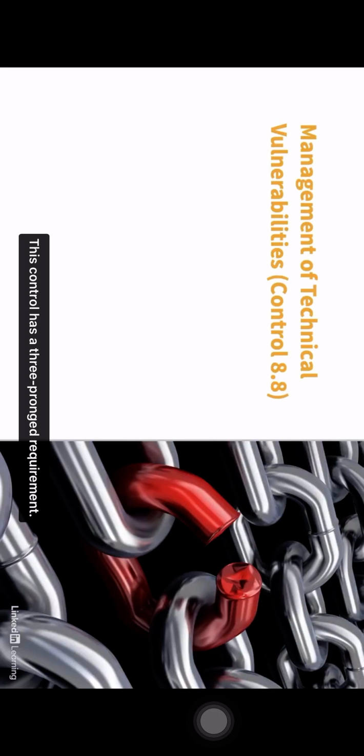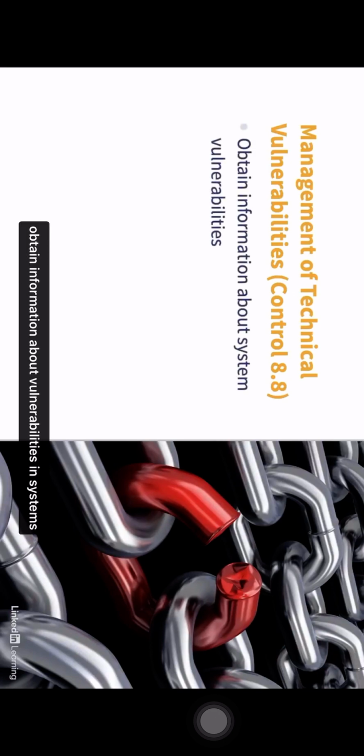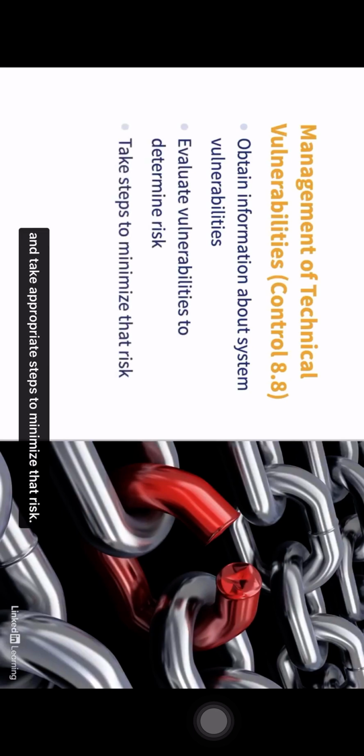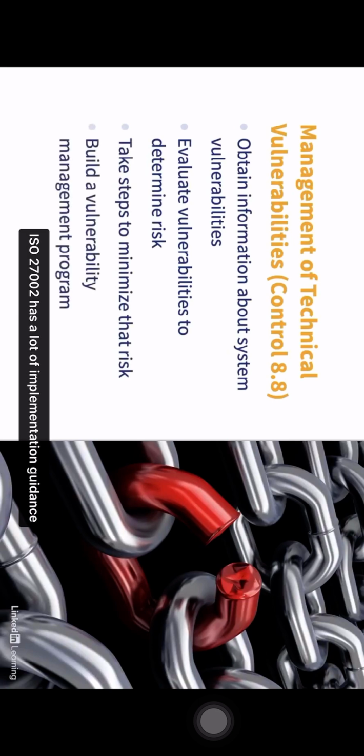This control has a three-pronged requirement. It requires your organization to obtain information about vulnerabilities in systems used by your organization in a timely manner, evaluate those vulnerabilities to determine your organization's exposure to risk, and take appropriate steps to minimize that risk. ISO 27002 has a lot of implementation guidance that goes with this control, and my recommendation is to implement a formal vulnerability management program that aligns with that guidance.